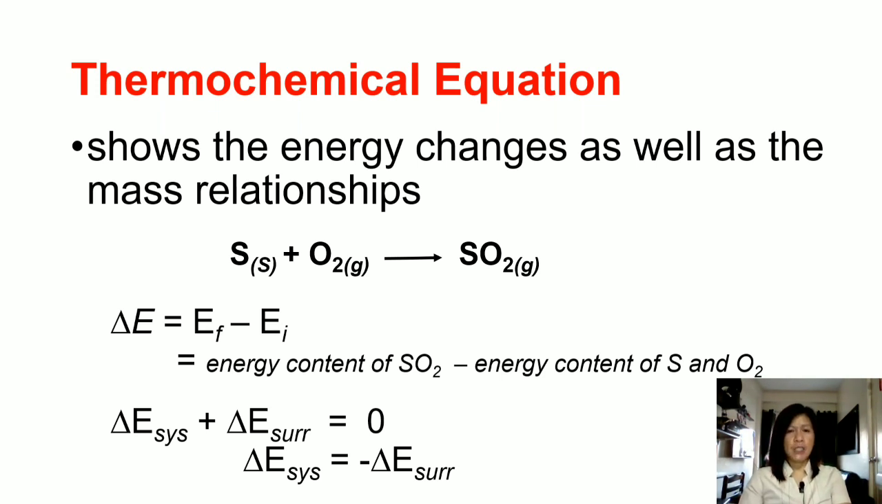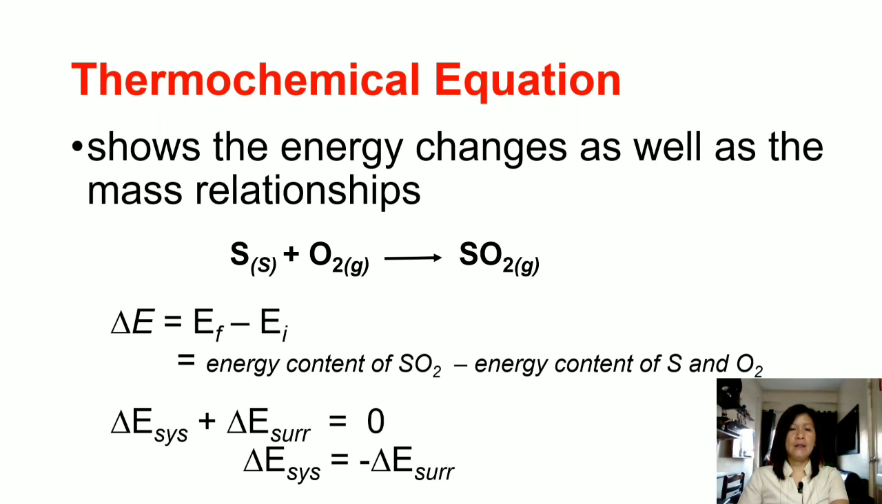So for this particular reaction, the final condition involves the product, sulfur dioxide. So what is the energy content or internal energy of the product? Having that subtracted from the energy content or internal energy of the reactants, considered as the initial condition, you subtract the two, and the difference will give you the change in internal energy of the system.